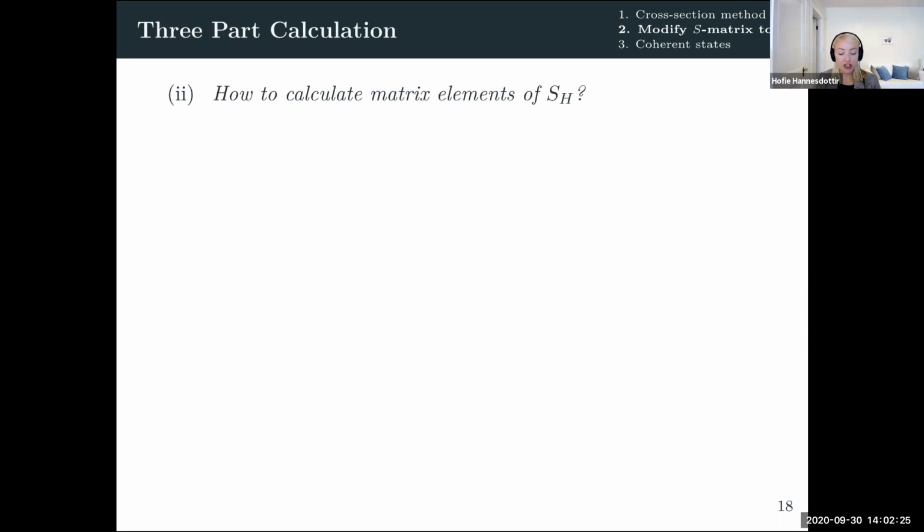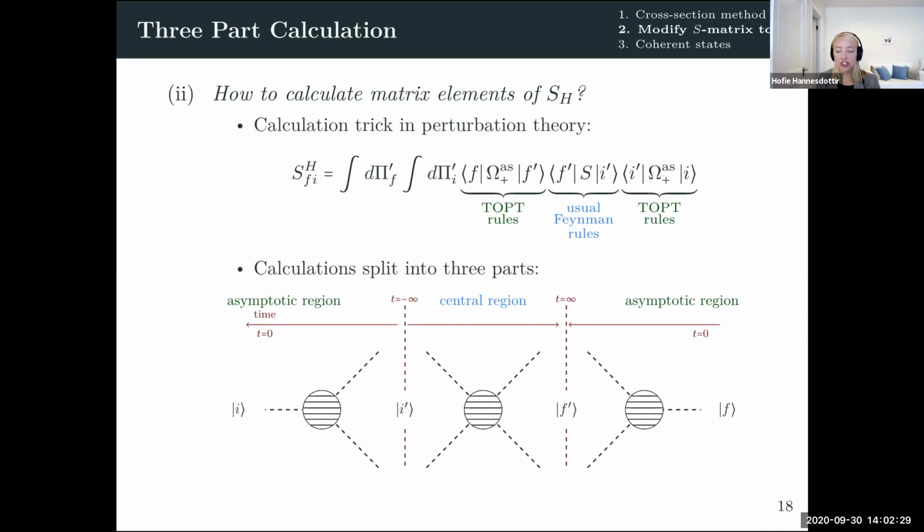So the second question is, how do we calculate these matrix elements? And this is actually general, not only for the SCET Hamiltonian as the asymptotic Hamiltonian, but what we did was that we just derived the Feynman rules for this type of construction. And what ends up happening is that you can use this trick in perturbation theory where you insert a complete set of states twice, which I'm calling I prime and F prime here. And then your calculation splits into 3 parts.